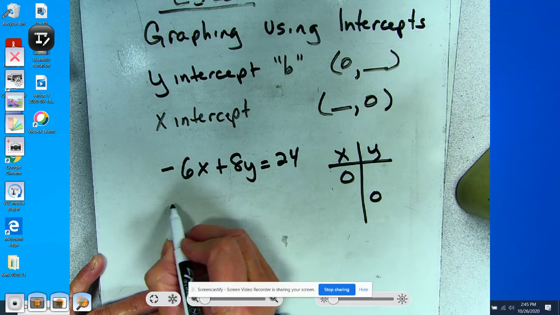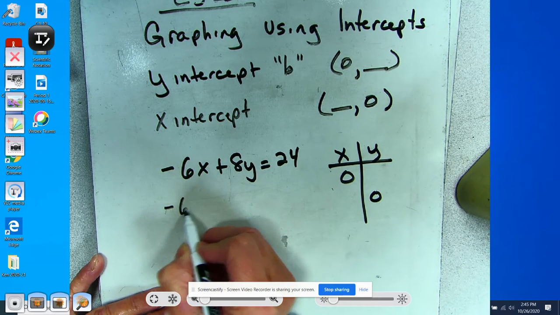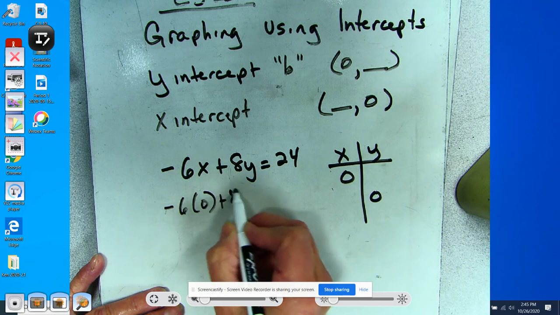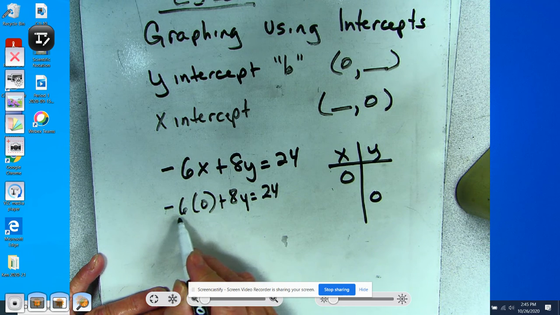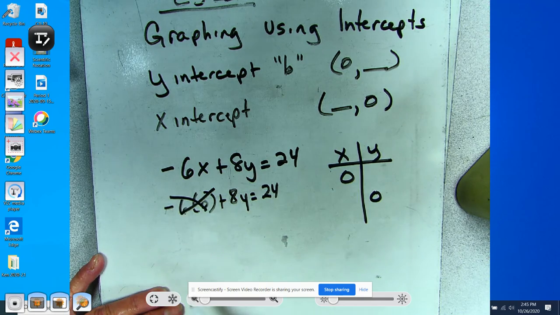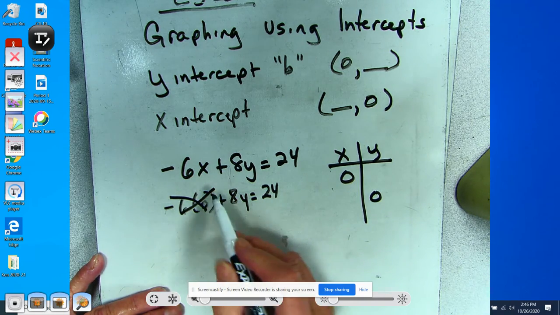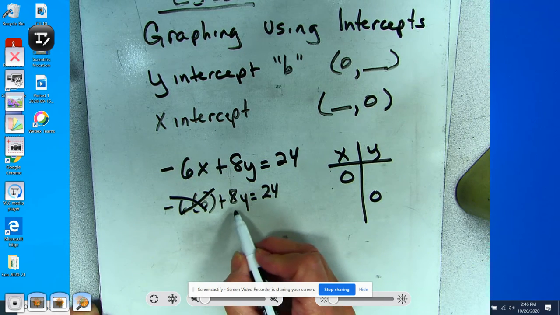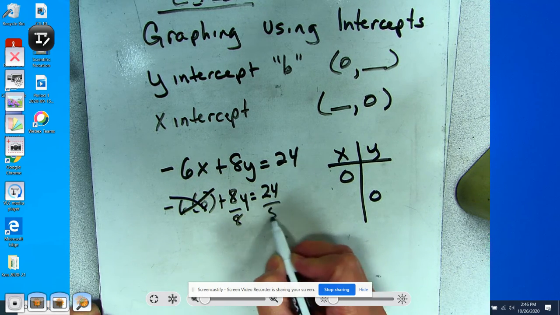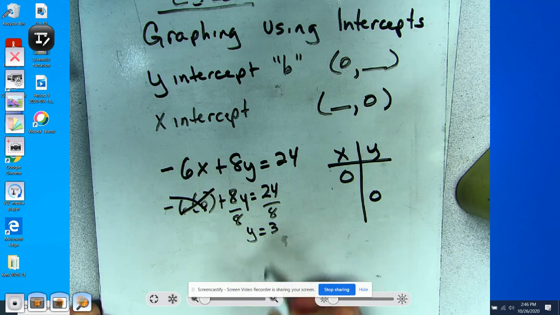So you're going to say negative 6 times 0 plus 8y equals 24. Now, negative 6 times 0 is just 0. So our real problem is simply 8y equals 24. So if we divide by 8, we find out that y equals 3.